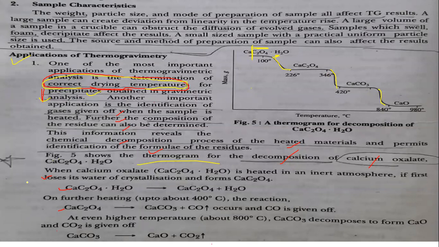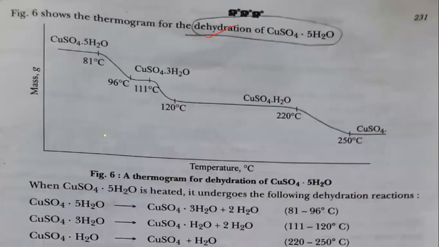So when calcium oxalate monohydrate is heated in an inert atmosphere, the loss of the water molecule takes place first, over here. Then on further heating up to 400 degrees Celsius, a loss of CO occurs. Carbon monoxide is given off, and after that, carbon dioxide is given off over here. This is how the process takes place.